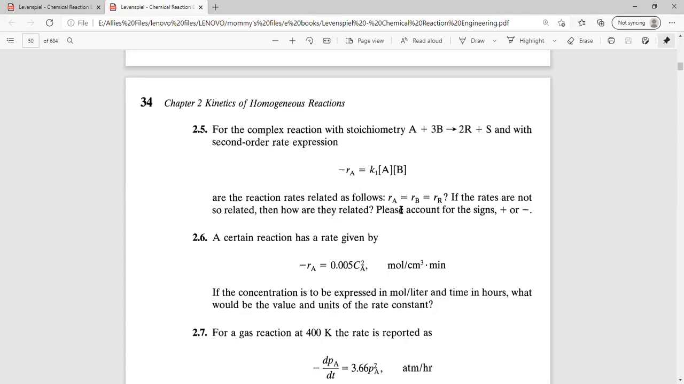Or is R sub B also equal to K times A times B, concentrations of A and B? And same thing with the rate in terms of R. Would it be represented in exactly the same manner as the rate in terms of A? Anyone who can answer that? Do we represent all rates in the same manner?